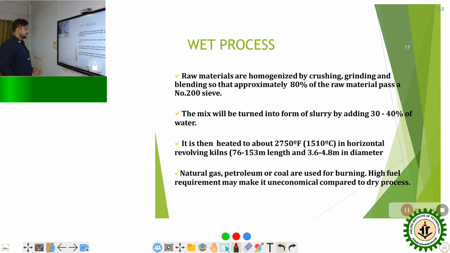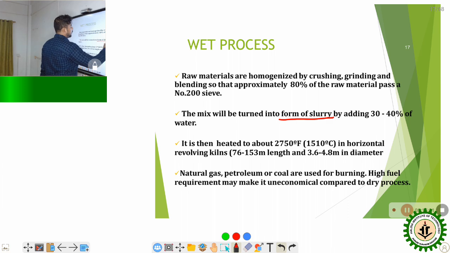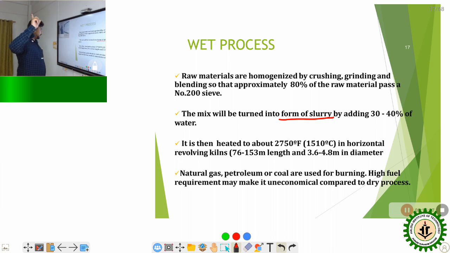Let's talk about the wet process. The difference between the wet process and the dry process is that in the wet process we make a slurry, and that slurry we burn, and therefore we create clinkers. The mix will be turned into the form of slurry. These are the raw materials, CaO, SiO2. I already told you.